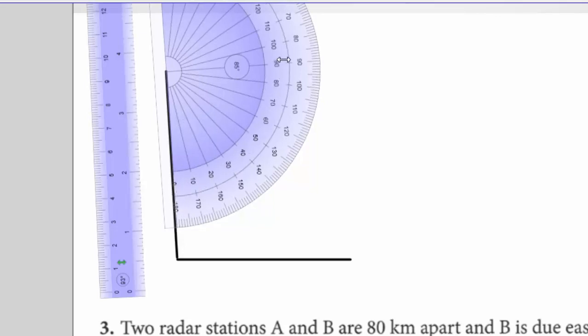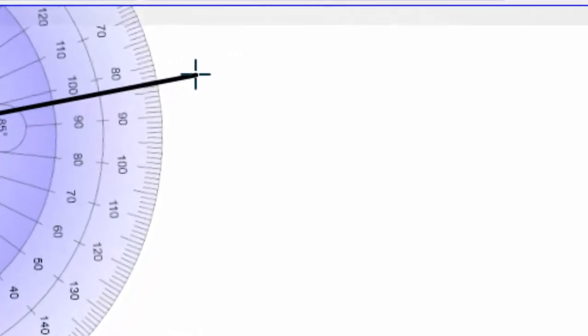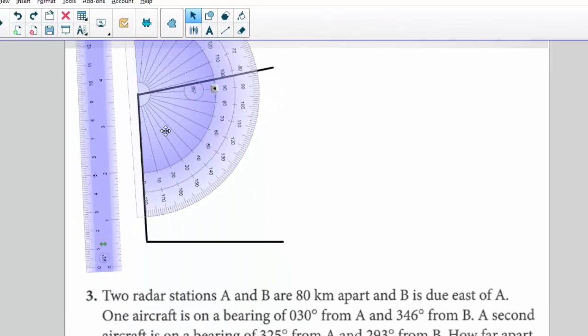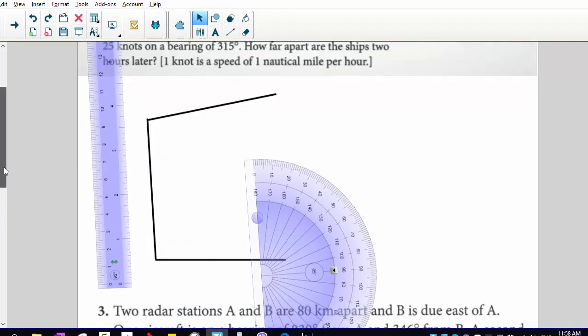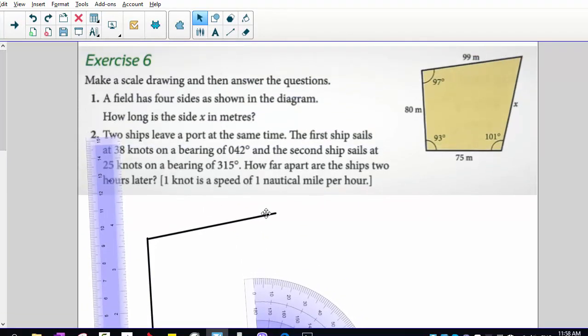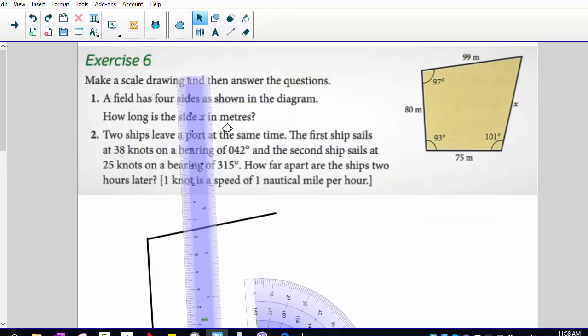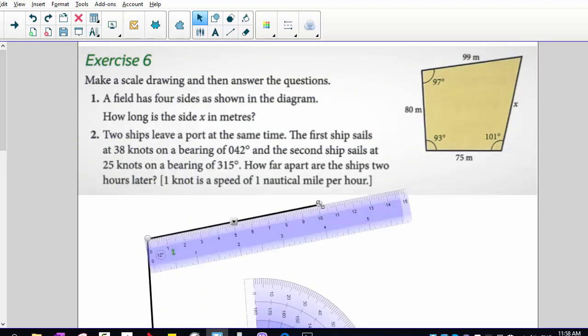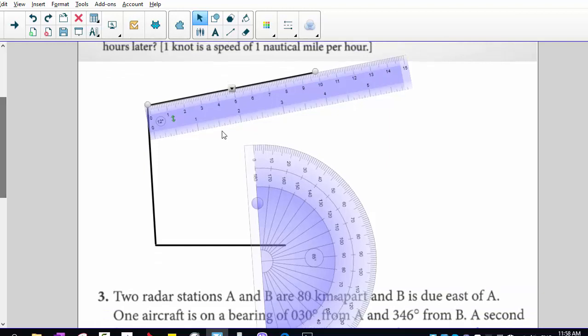90 is here. 95 is with this line. 97 is 2 steps away from this middle marker. This is 95, 96, 97. And I have to make this line 9.9 centimeters according to the scale drawing. This is 99 meters. This line should be 9.9 centimeters. Now finally, I have to join this end to the beginning here to complete the shape.